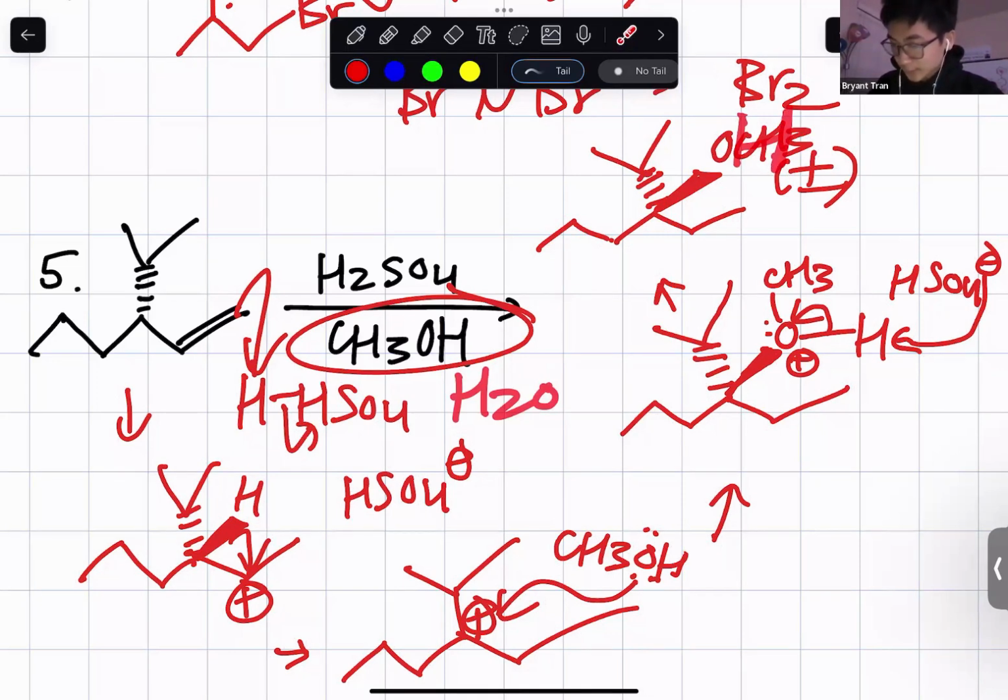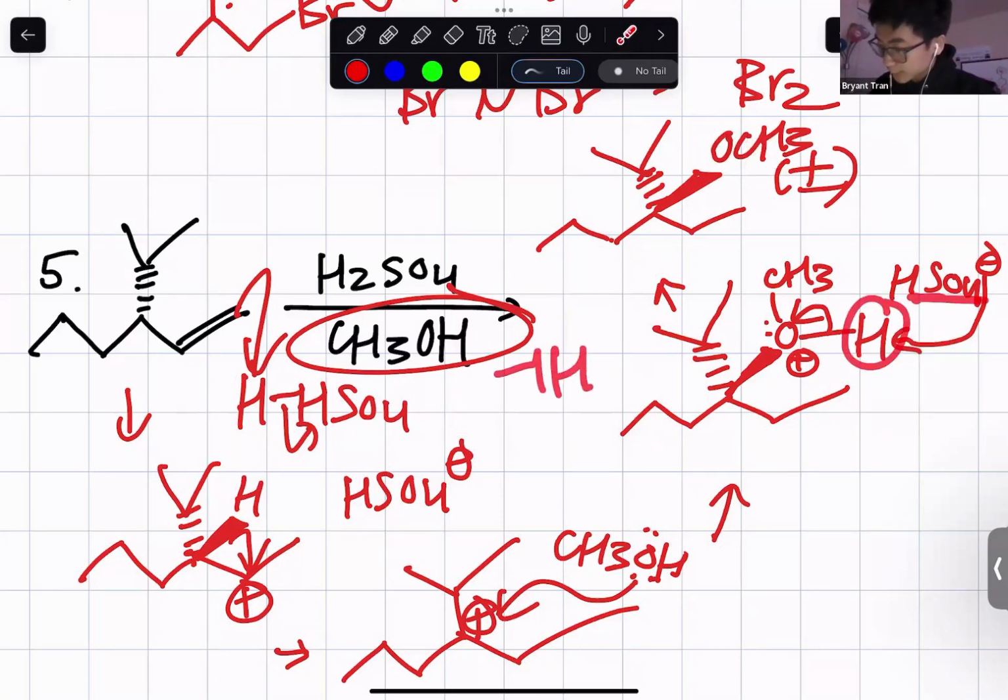And if you guys recognize here, we just minus one hydrogen to get the final product. Like this ROH minus 1 hydrogen is that OR right there, OCH3. H2O minus 1 hydrogen is OH, like that. And that minus 1 hydrogen here is being deprotonated by either the HSO4- or water or alcohol.